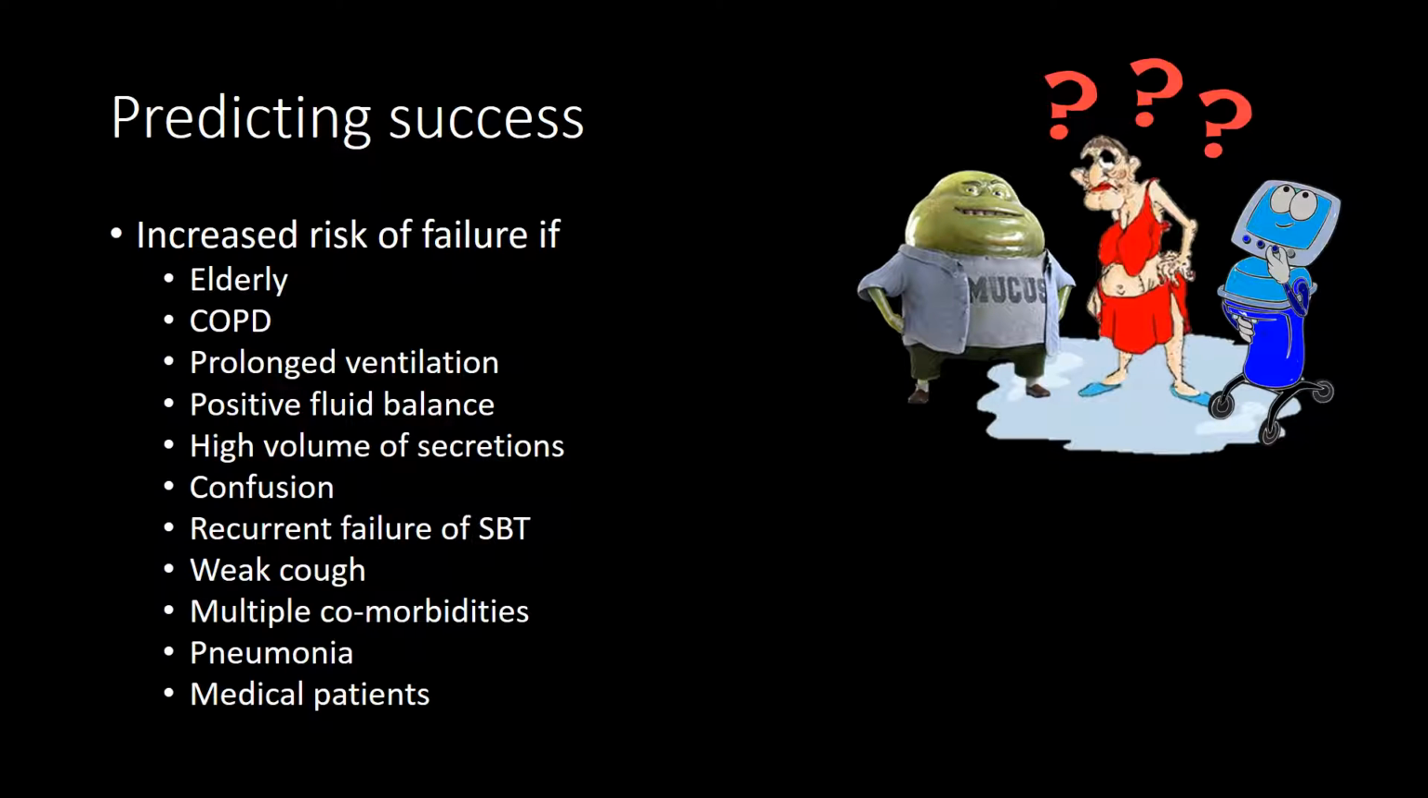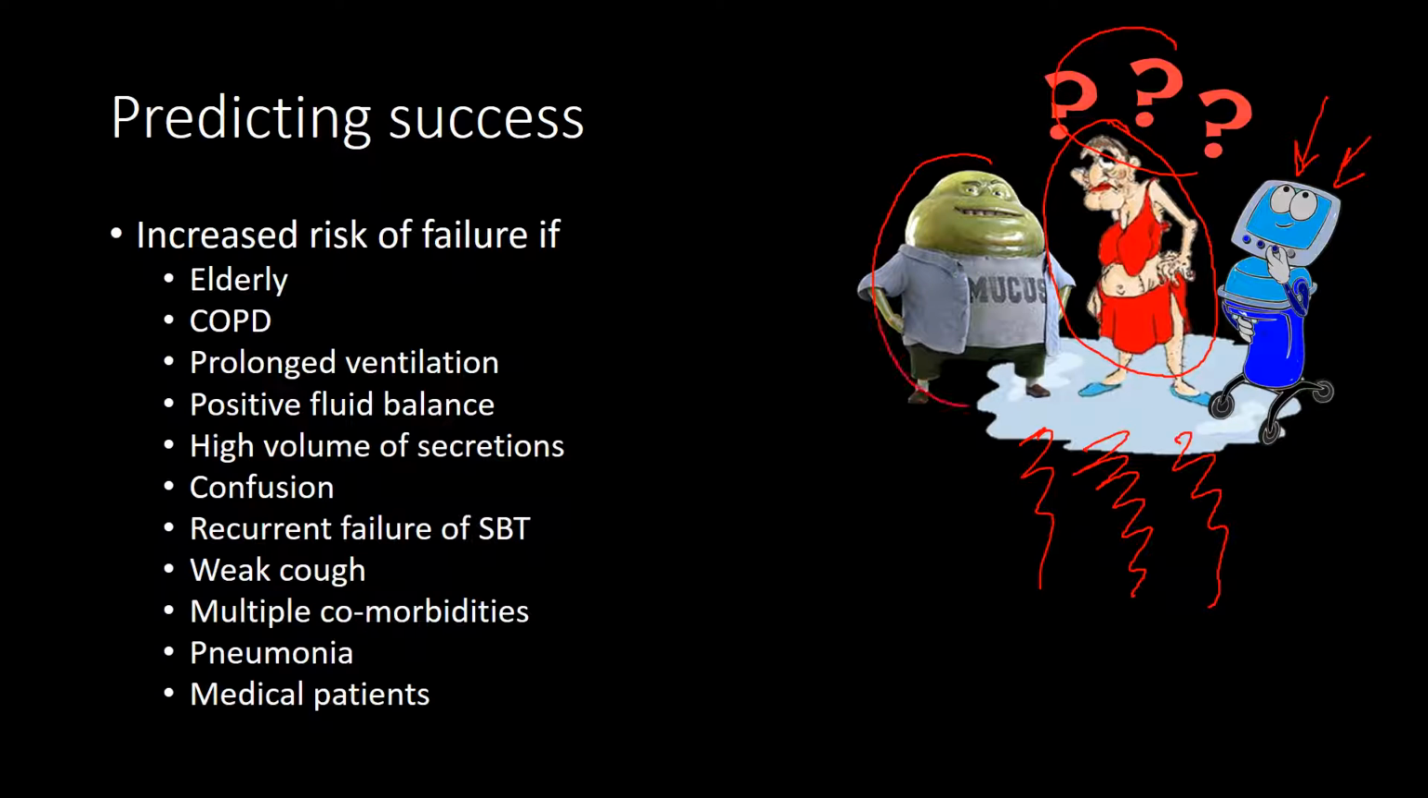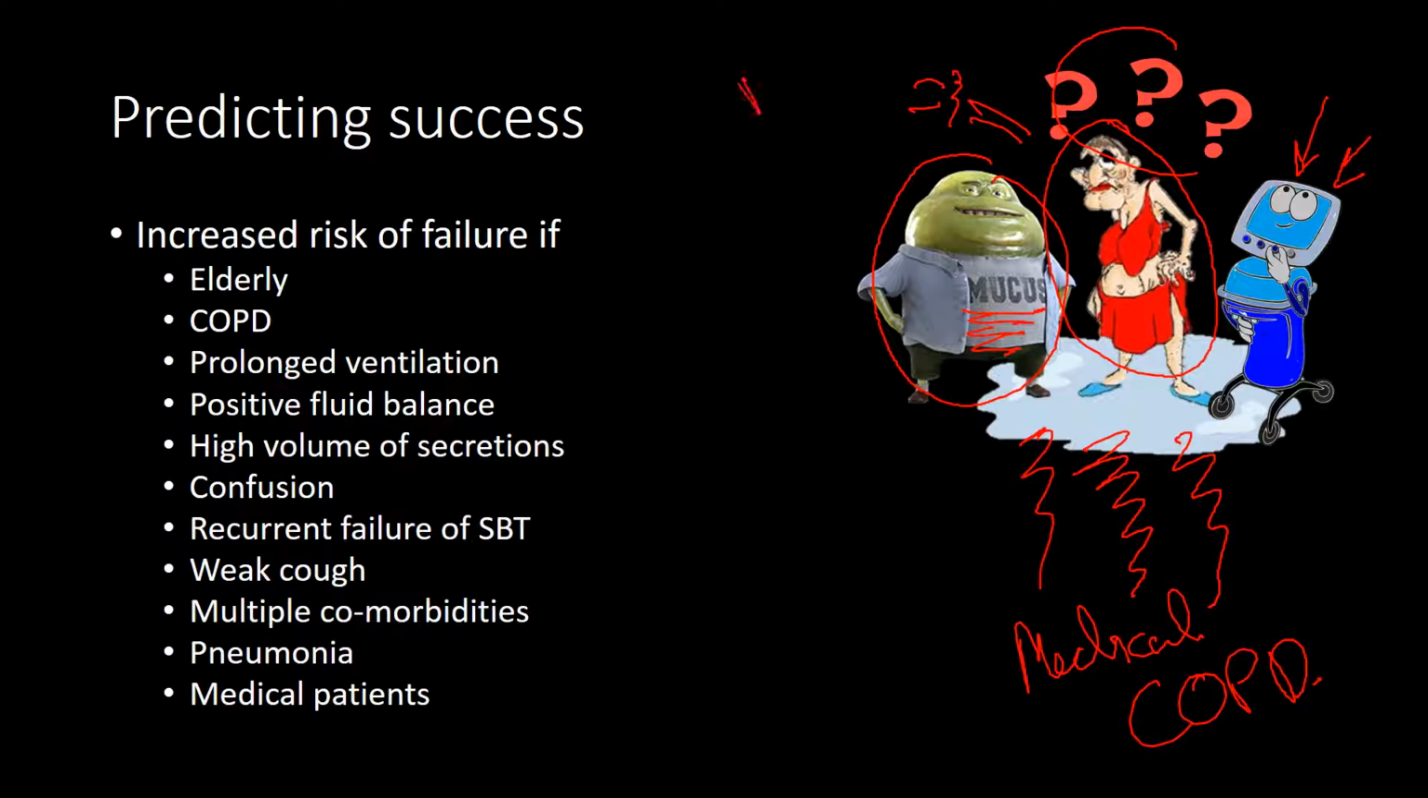And here we have a picture. So we've got this old person here, and they're in loads and loads of water. So they've got a positive fluid balance, and they've been on the ventilator for days and days. It's prolonged, and they're confused, so they're not going to do well. And look at this big fat chap. Loads and loads of mucus. They're also medical. Got COPD. They can't cough. There's a poor cough.